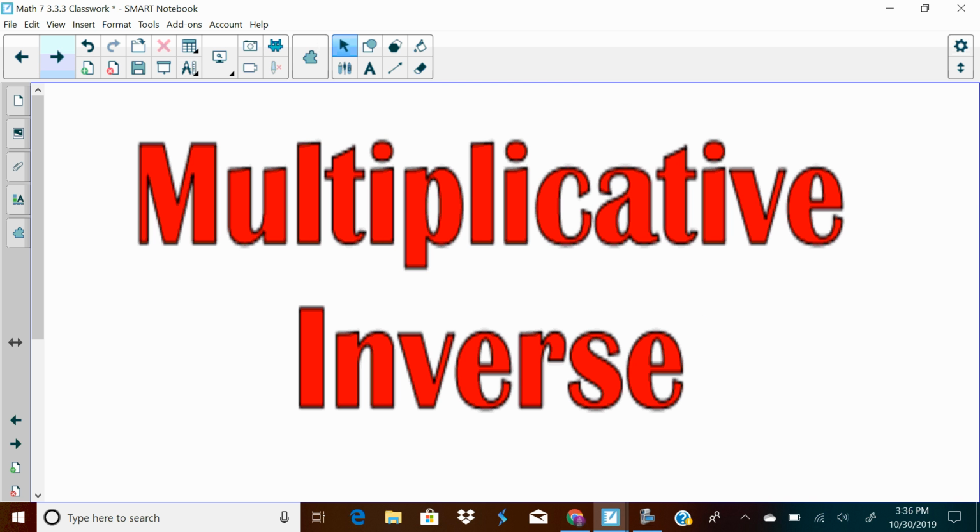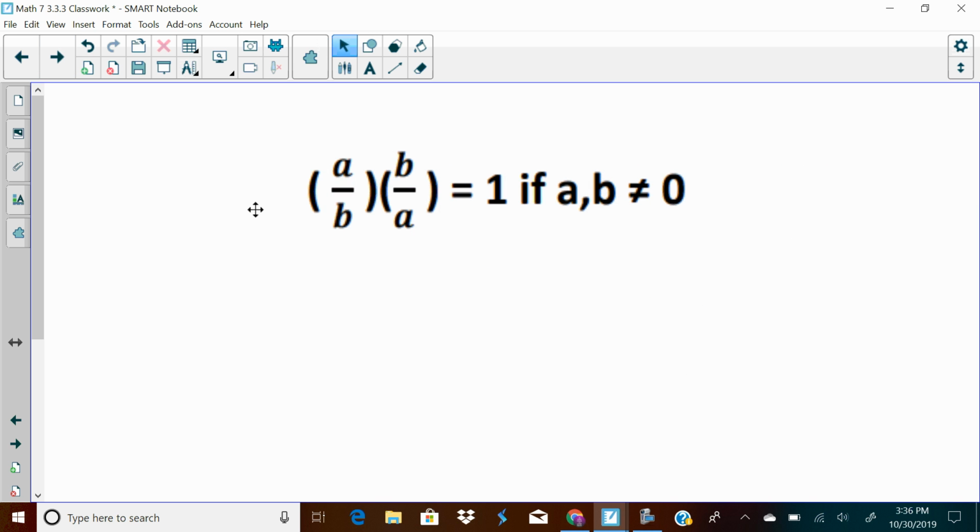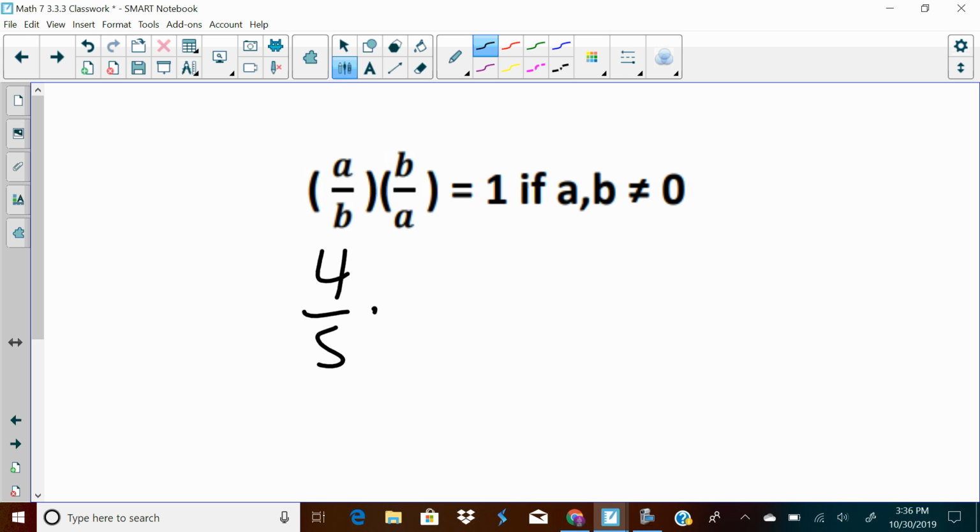And the last one is the multiplicative inverse. We used this one in class today. When I multiply reciprocals, I always get 1. So if I had 4 over 5 times 5 over 4, remember I can use the cross-side method, cross them out, and it equals 1.